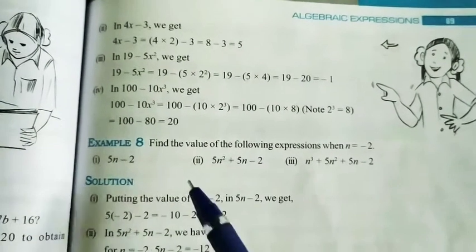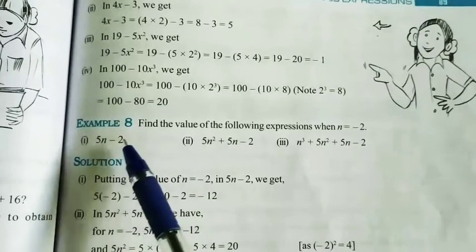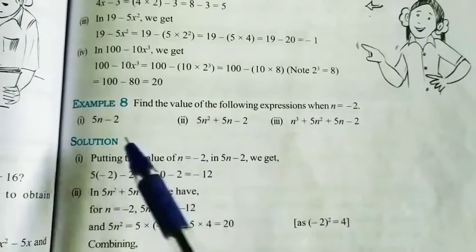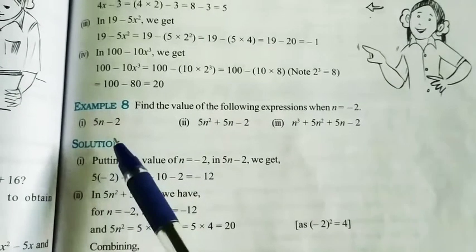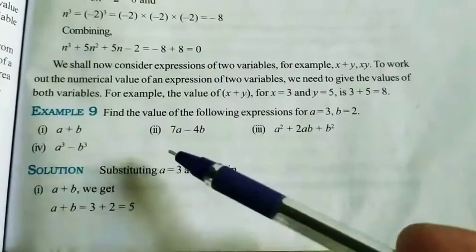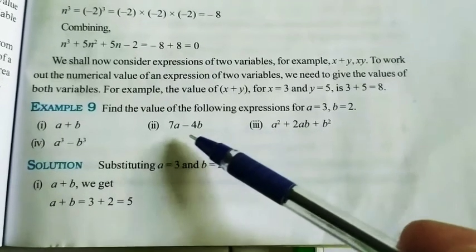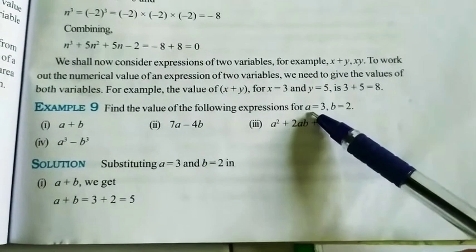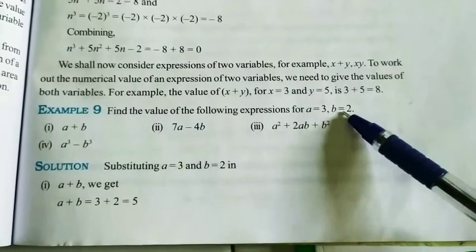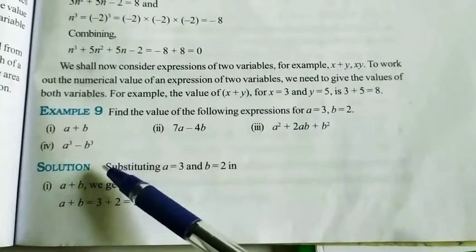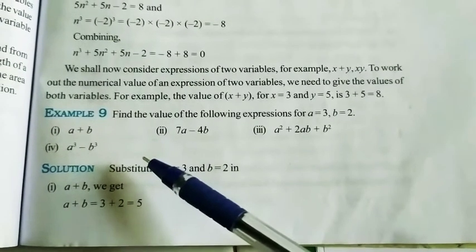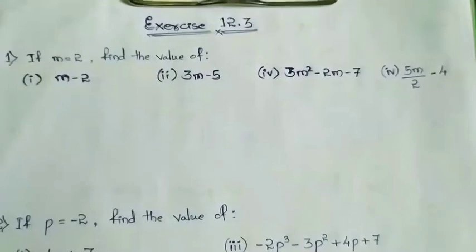Same thing you can do with example number 8. Here you have to substitute the n value as minus 2 and do the other calculations. Another type is where we get two variables, a and b, and they give the values of a and b, and we have to substitute and make the calculations. So instead of doing this, we will directly go to the exercise now.